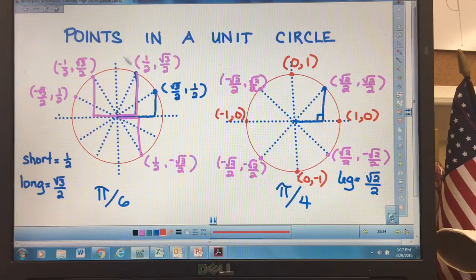And these are the points in your unit circle. I have separated the 45-degree circle from the 30-degree circle to make it clearer why these points are assigned as such. Thank you.